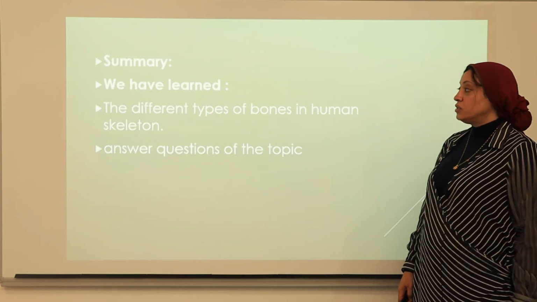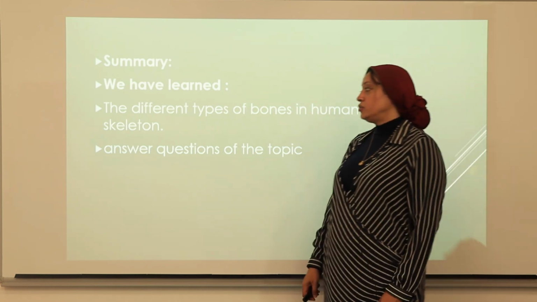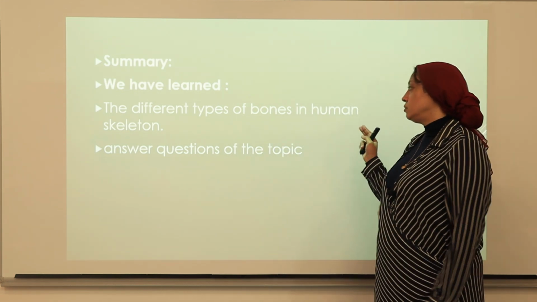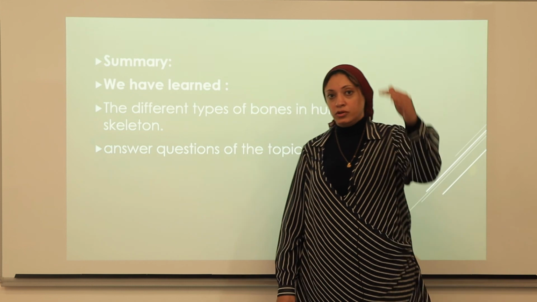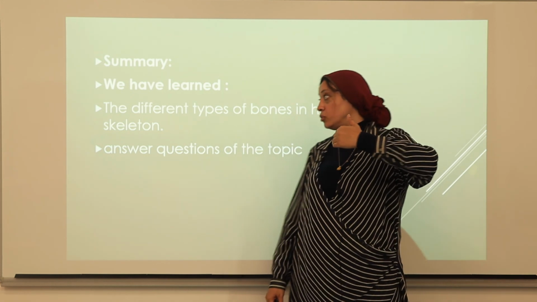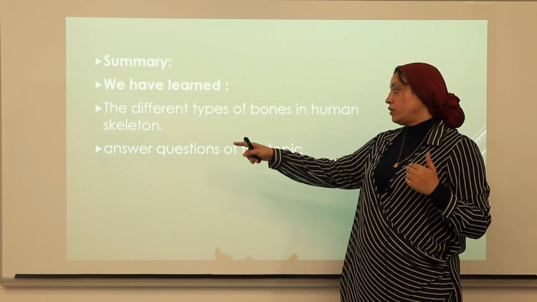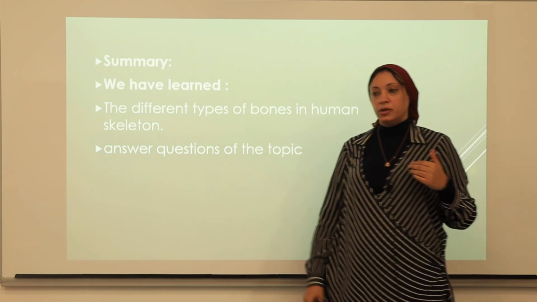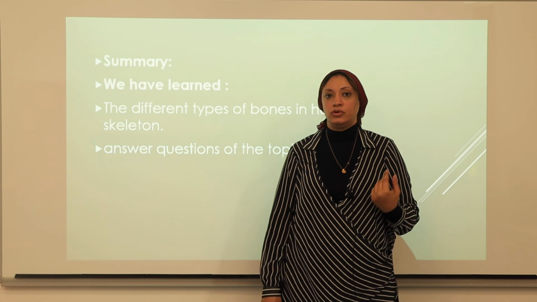Okay. So the summary. We have learned today the different types of bones in the human skeleton. We know some of the bones, the names of these bones. And we have answered the questions of the topic in your learner's book and in your activity book.